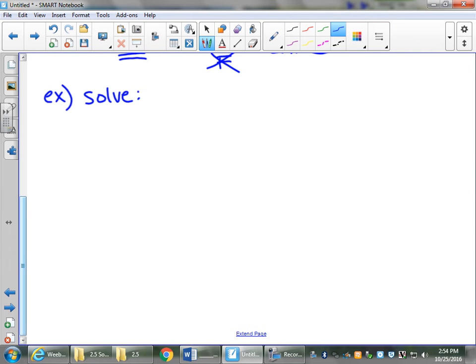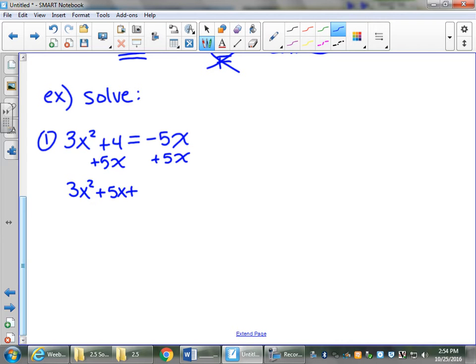So the first one we're going to do is 3x squared plus 4 equals negative 5x. Have to set it equal to 0, just like with factoring. So we're going to add that 5x over, and put it where it goes. That's our b term, so it's going to go in the center. And we will get 3x squared plus 5x plus 4.